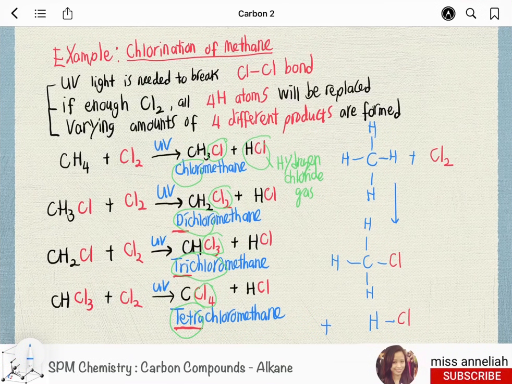So 1 hydrogen can be replaced to form chloromethane, 2 hydrogen replaced to form dichloromethane, 3 hydrogen replaced to form trichloromethane, and if all 4 hydrogen replaced, it will form tetrachloromethane. And you can draw the structural formula the same way here.